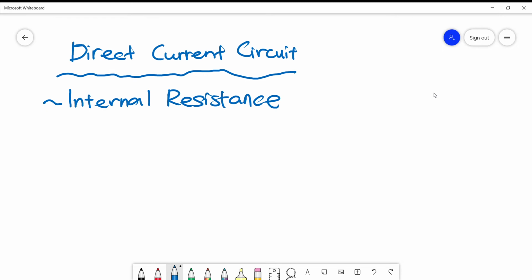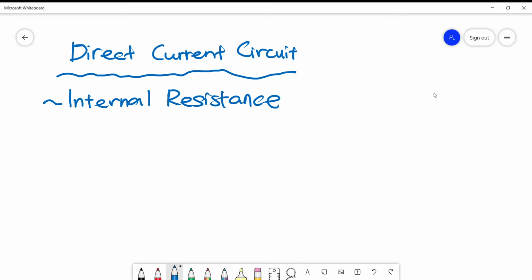The resistance we actually know is from certain electronic components that are connected to the electric circuits. This is the resistance that came from the resistor. Okay, so this time this is actually the internal resistance.